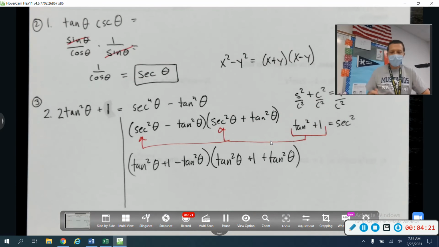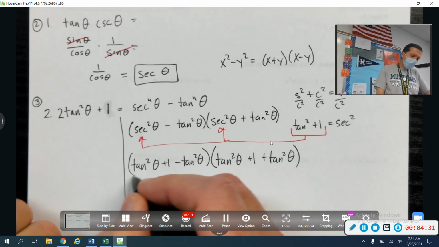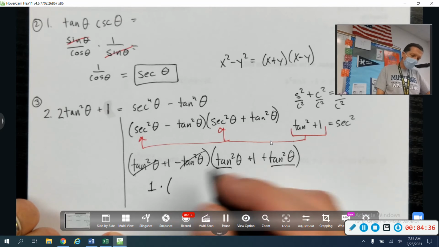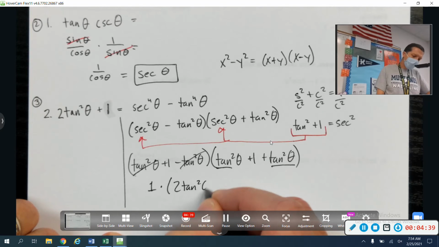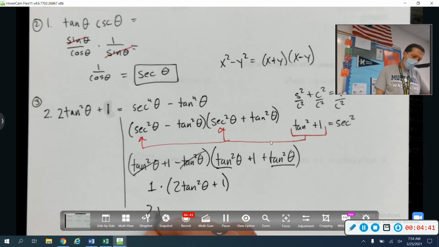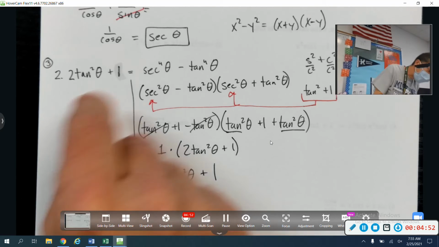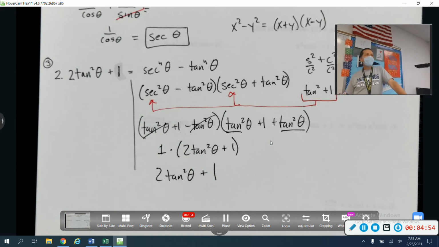So there was my original problem, right? Everybody remembers this is how the problem actually started. 2 tangent squared plus 1. In this one, the tangent squareds cancel, and you're left with just 1 times tangent squared plus tangent squared is 2 tangent squared plus 1. Now that's not something you're allowed to do, right? You get halfway through a proof, and you're like, well, let me just change the other side to make it work. That's a teacher prerogative thing.